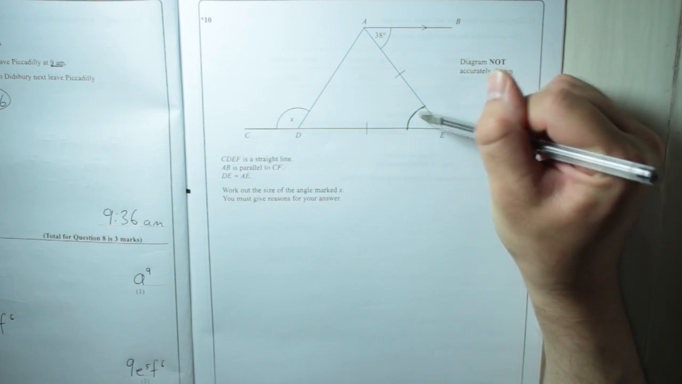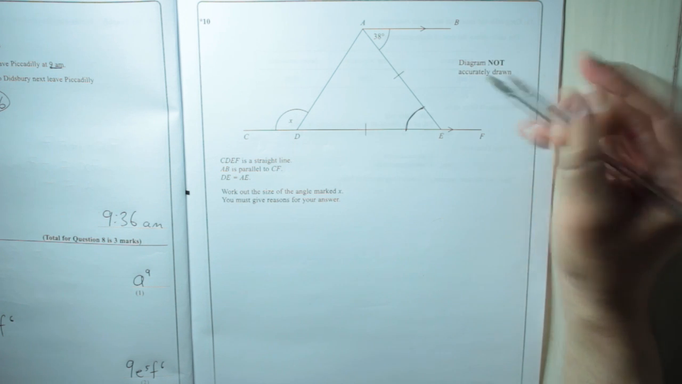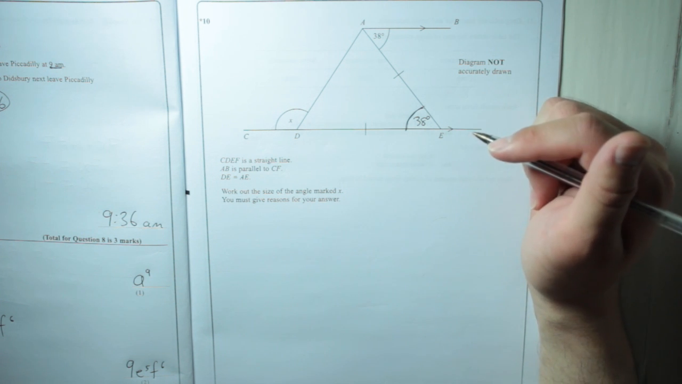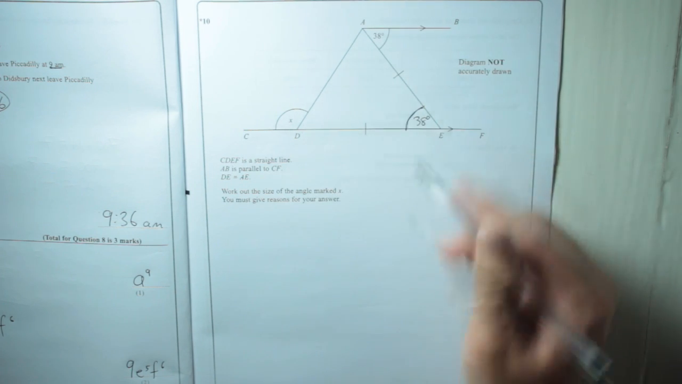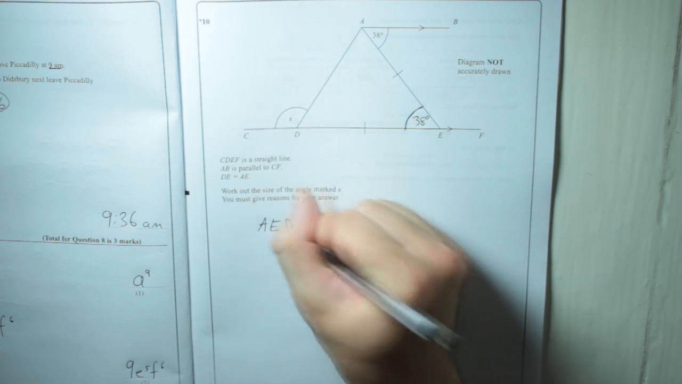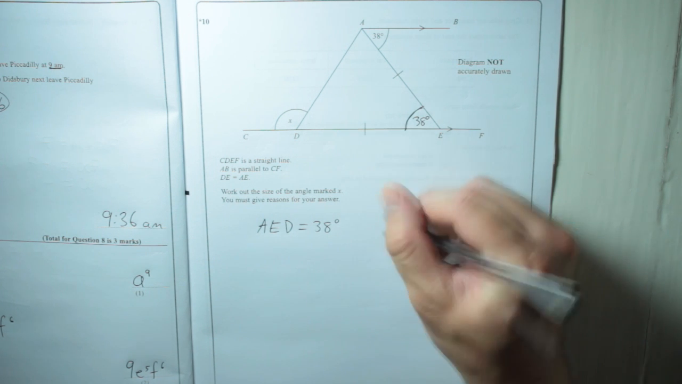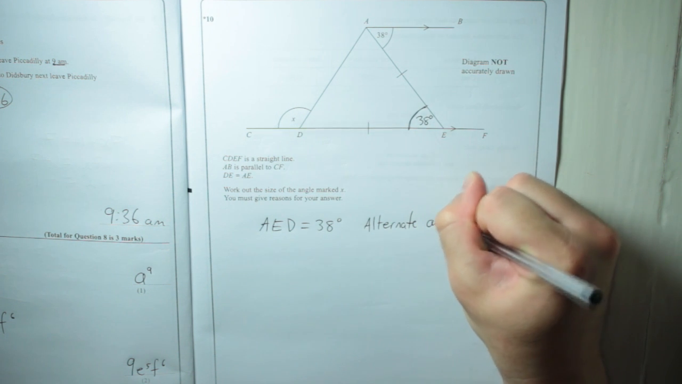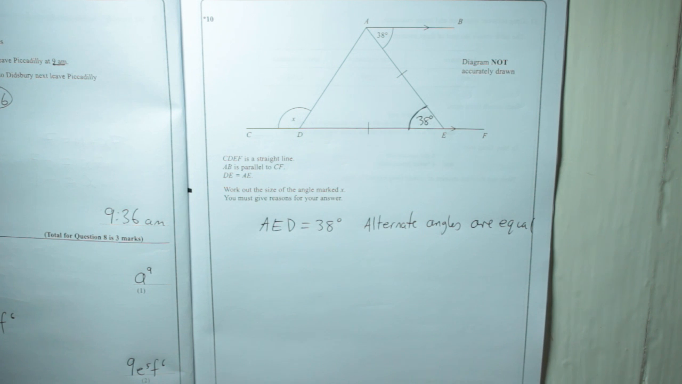So those two angles are, because they're in the corners of the Z shape when you've got two parallel lines, the same, they're 38 degrees, because they are alternate angles. So you have to put that angle, which we will call AED, because it goes from A to E to D. So AED equals 38 degrees, and then you've got to put a reason, so it's alternate angles are equal. So that's our first part.